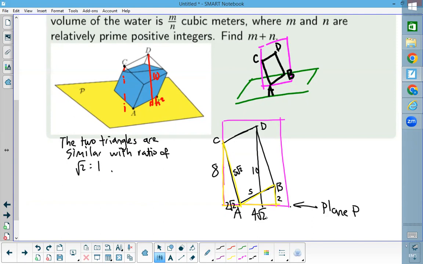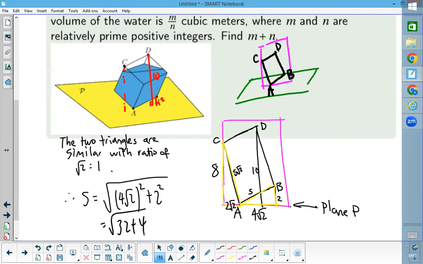So what does that mean? We can calculate s. Therefore s is the square root of (4 root 2) squared plus 2 squared. That's equal to the square root of 32 plus 4, so that's equal to 6. So this tells us that the cube has a side length of 6.